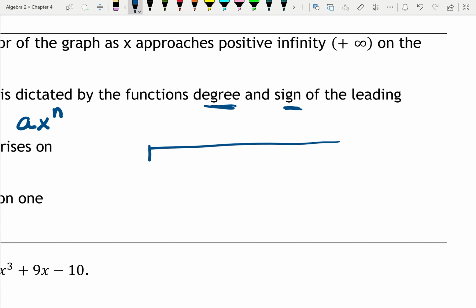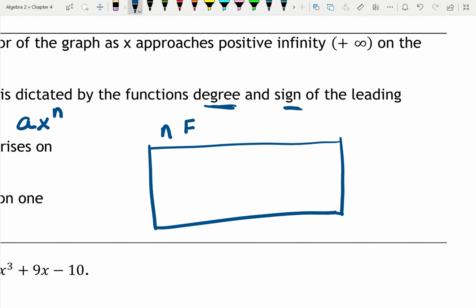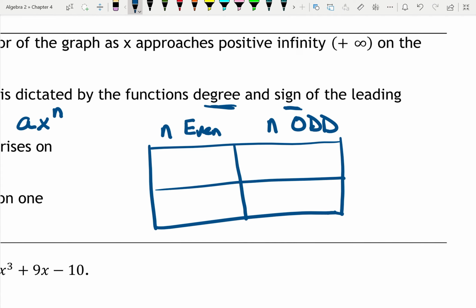I always think about these as parabolas and lines. So we'll say n is even versus n being odd. So these are the degree here, the n, right? That's even and odd. And then we're also going to have a greater than 0, that means positive. And then we have a less than 0, that would be negative.